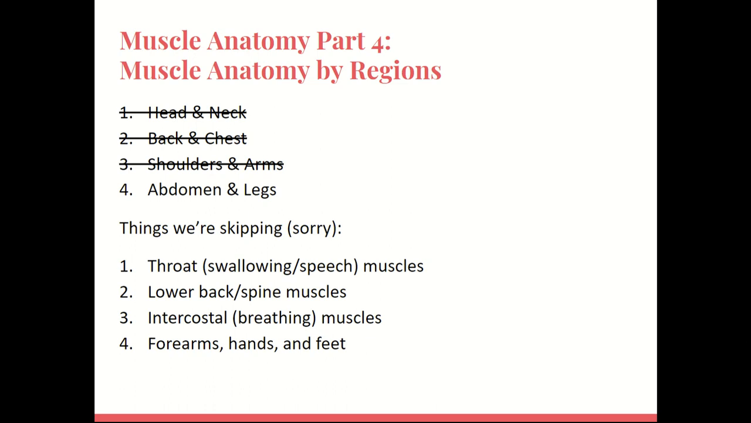Hey everybody, Mr. Taylor back again for our last lecture on muscle anatomy. This is part four, where we're going to be learning about the lower body, including the abdomen and the legs. So let's go ahead and get started.